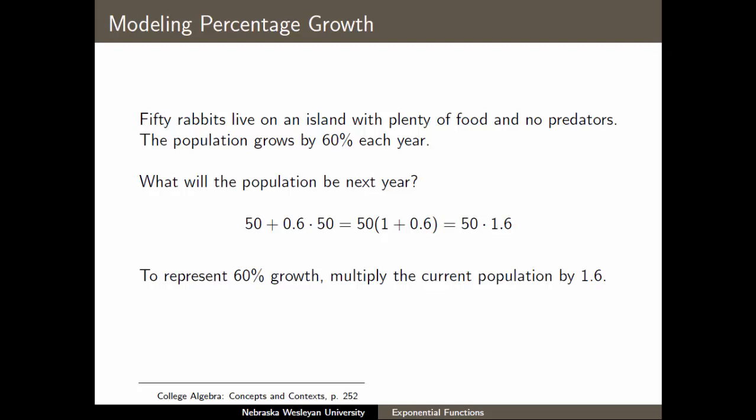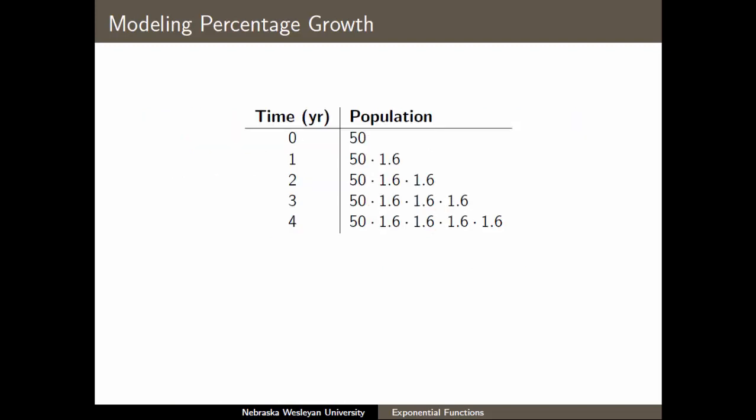So to represent the 60% growth, I can multiply the current population by 1.6. The advantage of expressing the growth in this way is that it fits nicely into the exponential model that we have. Initially, I begin with a population of 50. And the next year, how do I determine the population? I say it's the current population, which is 50, times 1.6. And then what about the second year? I have the 50 rabbits that I began with. And then in the first year, I multiplied by 1.6 to get a 60% growth. And then in the second year, I multiplied by 1.6 to get another 60% growth. So that's 50 times 1.6 times 1.6.